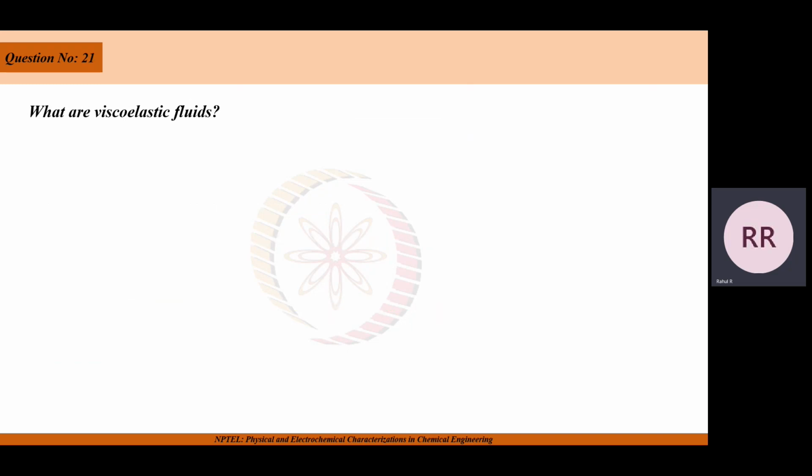Let's move to the next question. What are viscoelastic fluids? The question is: what are viscoelastic fluids? Think about this for a while, then I will let you know the answer.